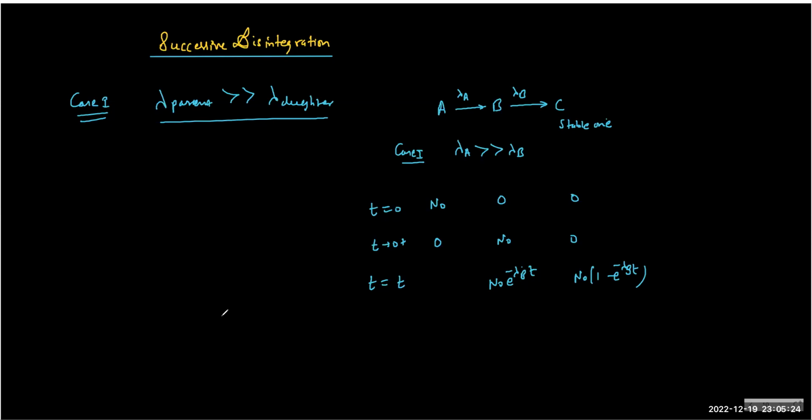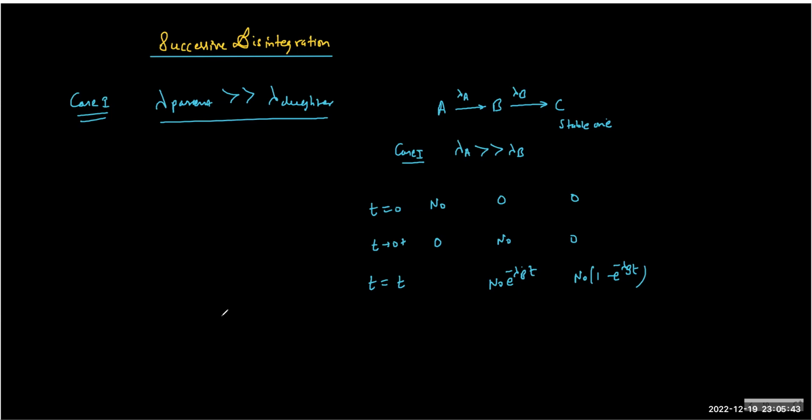Okay. So the king has died, and somehow the B will do whatever it wants to. And after time T, B will be left with this number of nuclei. And the decayed part of B is the formed part of C, isn't it?